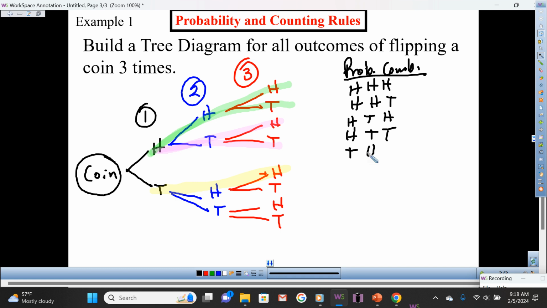Tails, heads, heads. Then we go to what? Tails, head, tails. Next one. Tail, tail, heads. And the last one. Tail, tails, tails. All right.